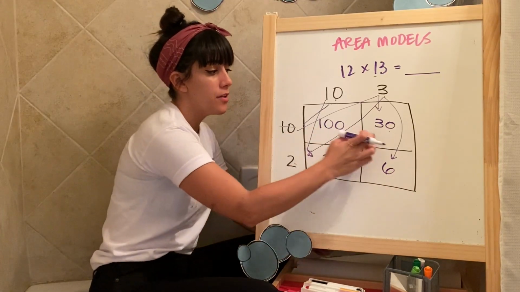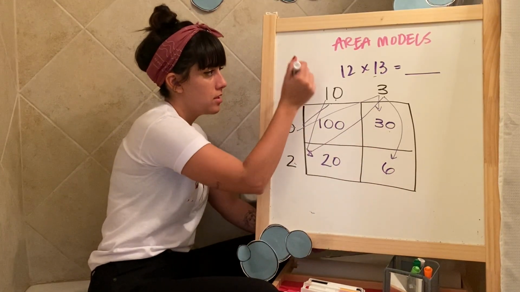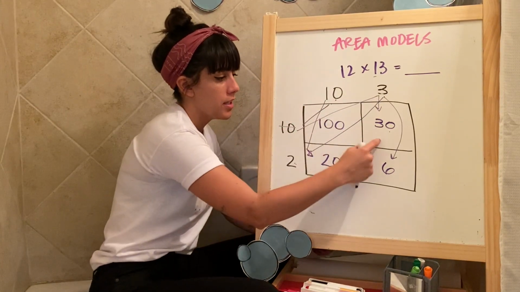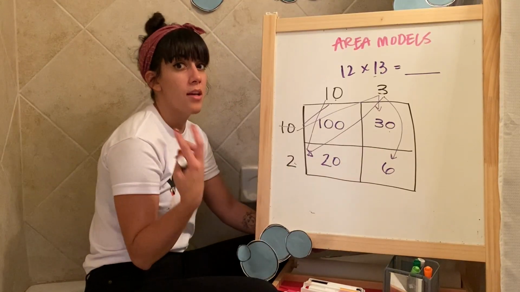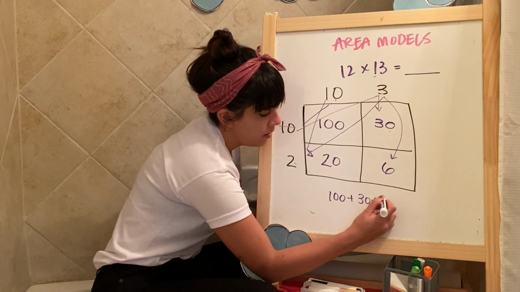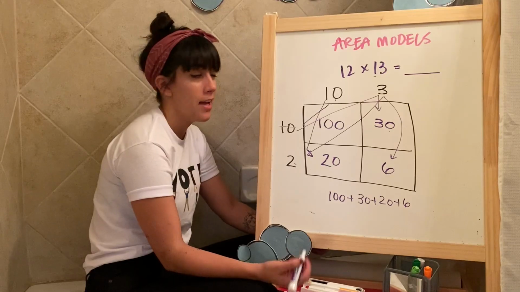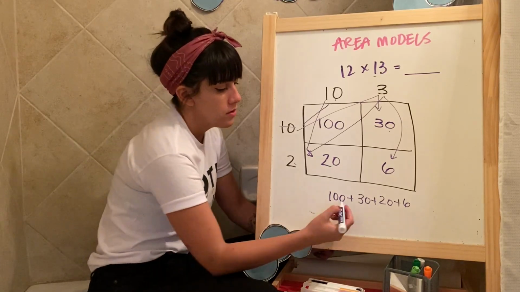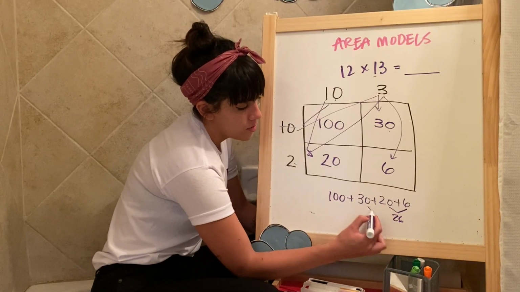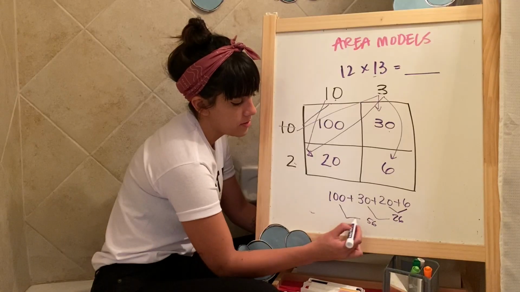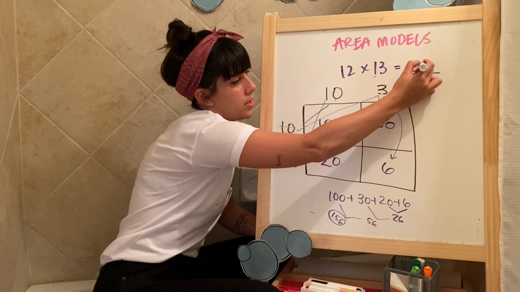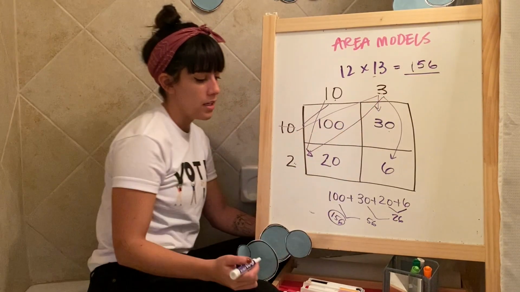So now that I filled in my grids, step one was splitting it up into tens and ones, or however many place values. Step 2 is filling in all of the boxes within your area model. Step 3 is now adding those all up. So I have 100 plus 30 plus 20 plus 6. Then you're going back to your addition strategies. So I could add up however I want. I can do 20 plus 6, 26. 26 plus 30 is 56. 100 plus 56 is 156. You can do that however you want, but my answer is 156. So 12 times 13 is 156.